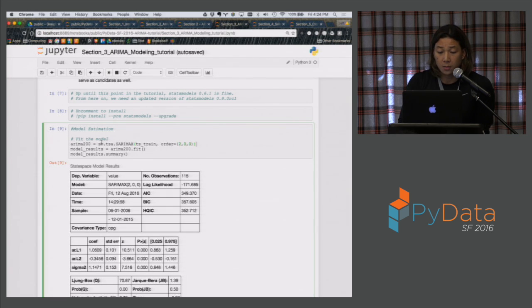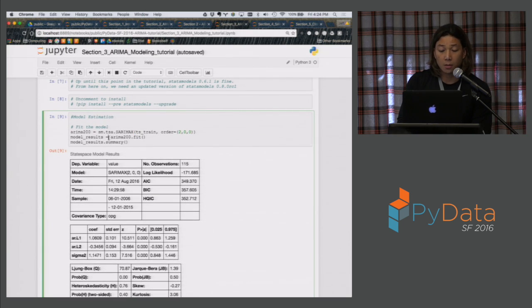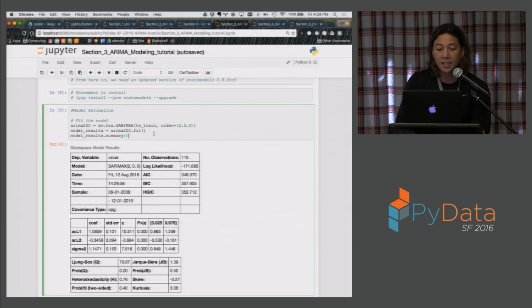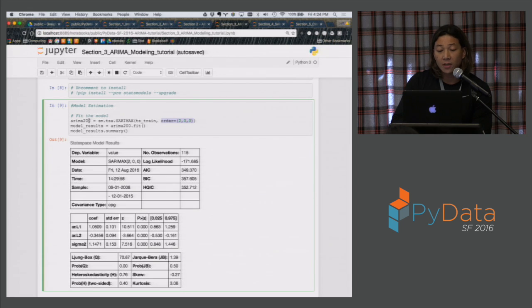To estimate this model, these are the functions we use. The whole class of functions in statsmodels is actually pretty straightforward in terms of the fit and then summary after you fit the model. So you see this structure again and again. I'm using the SARIMAX class of functions, even though I'm not specifying any seasonal components. I only specify the non-seasonal component of the model. And after you estimate a model, you can summarize the result.